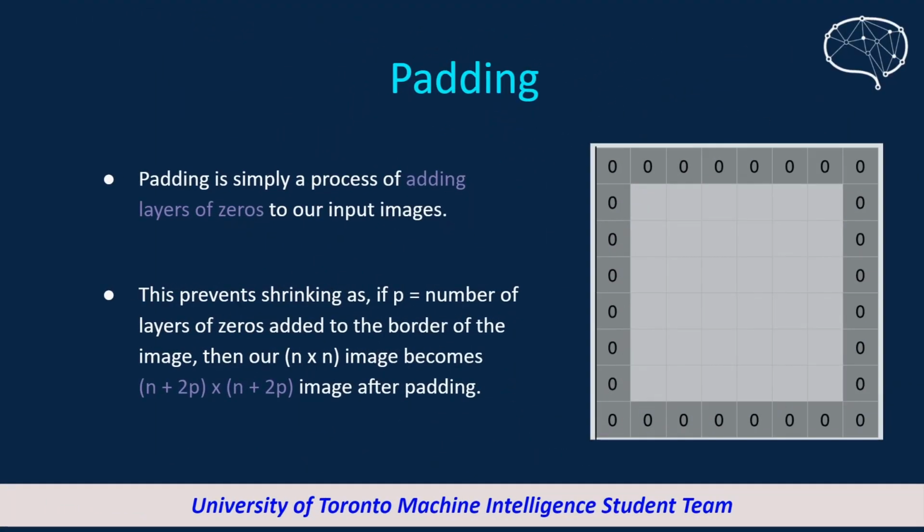Padding is simply a process of adding layers of zeros to our input images. This prevents shrinking because if P is the number of layers of 0 added to the border of the image, then our previously n cross n dimensional image now becomes n plus 2p cross n plus 2p dimensional image after padding.